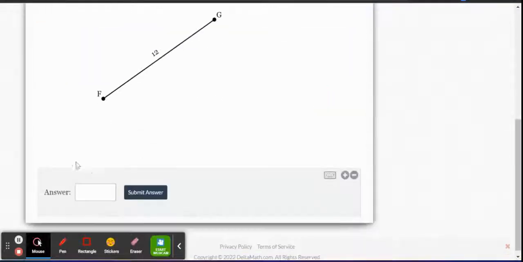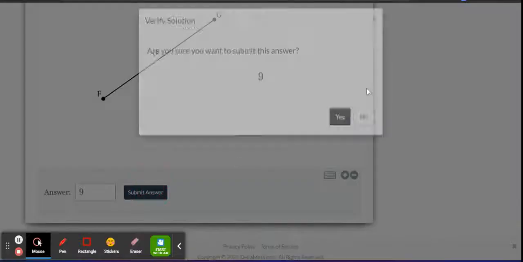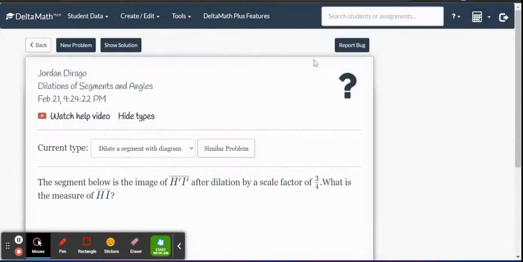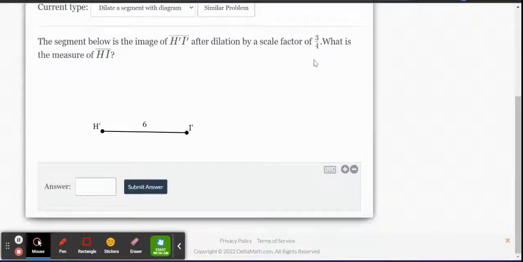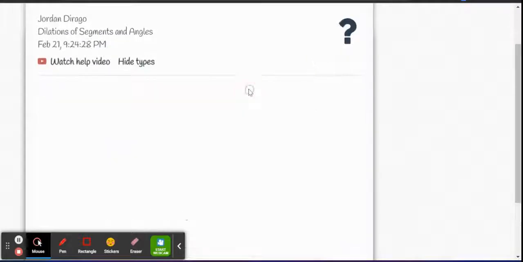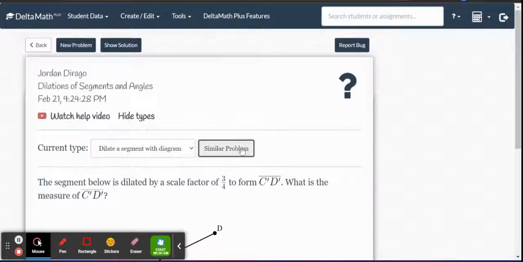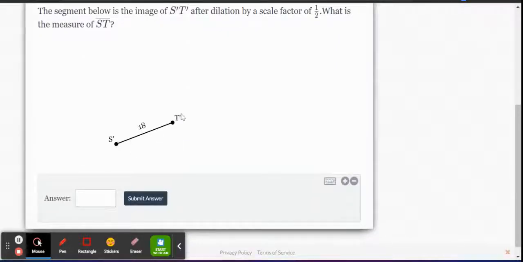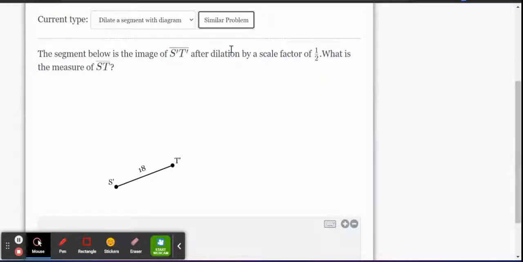And let's put that in. Submit. Boom. Okay, let's look at another one. And it even gives us a little diagram there. Let's do this one. The segment below is S prime T prime after a dilation of a scale factor of 1/2. What is the measure of ST original? So this is after it's dilated.